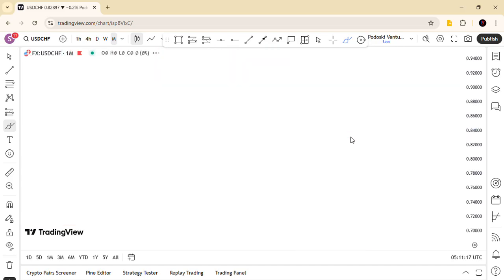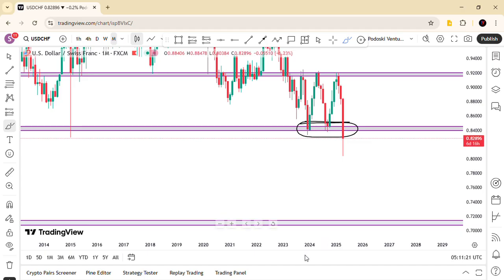It has broken below the monthly midway zone, which is here. If you see a breakout of a zone, you should always wait for a retest of that particular zone before you take the next trade. As we go to the lower time frames, we are just going to be expecting a retest on USDCHF before we take the next sell.